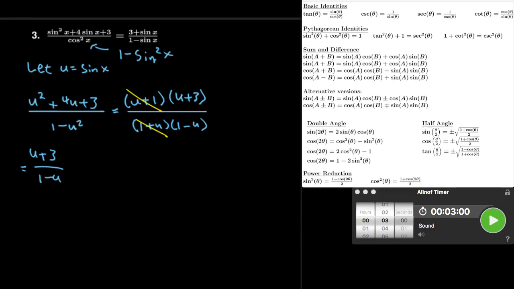In other words, we end up with, u is sine, so we can replace that. And I'm just going to write the 3 in front, actually, because it's addition, so we can change the order, right? So this is just 3 plus sine of x, all divided by 1 minus sine of x.